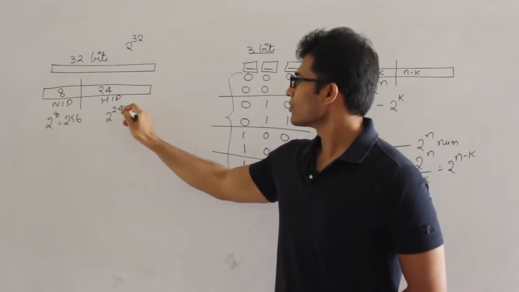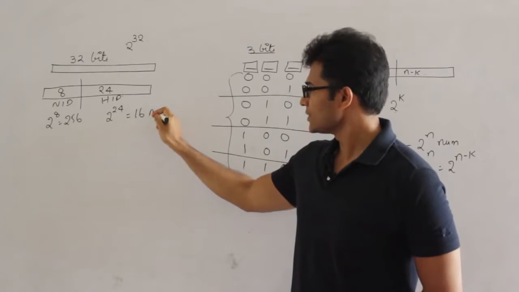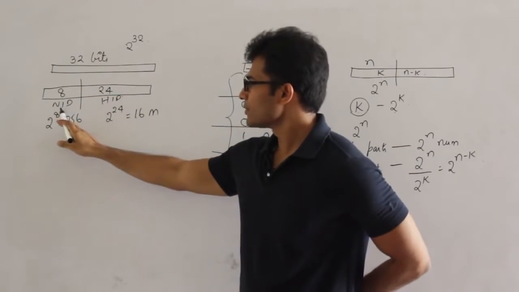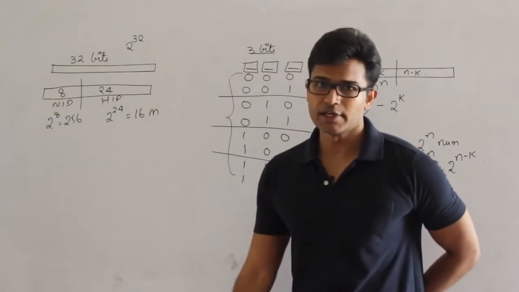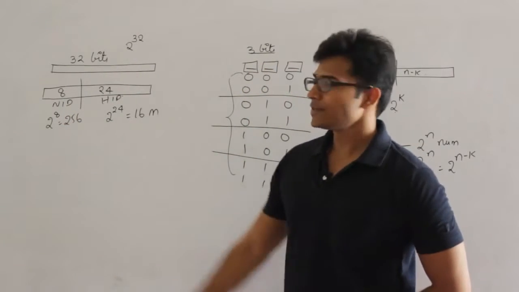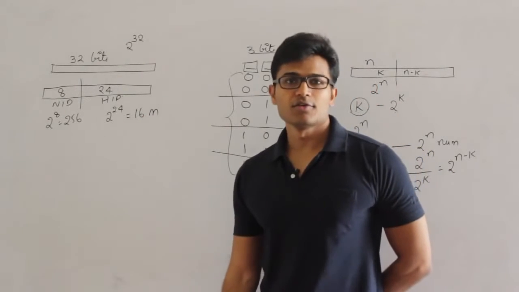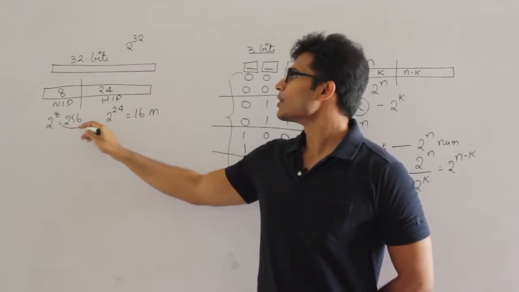And with 24 bits, what is the size of each network? 2 power 24, which is nothing but 16 million hosts. This means if I use this classification of 8 bits for network ID and 24 bits for host ID, I am going to get roughly 256 networks, and the size of each network is going to be 16 million. So 256 is a very small number.